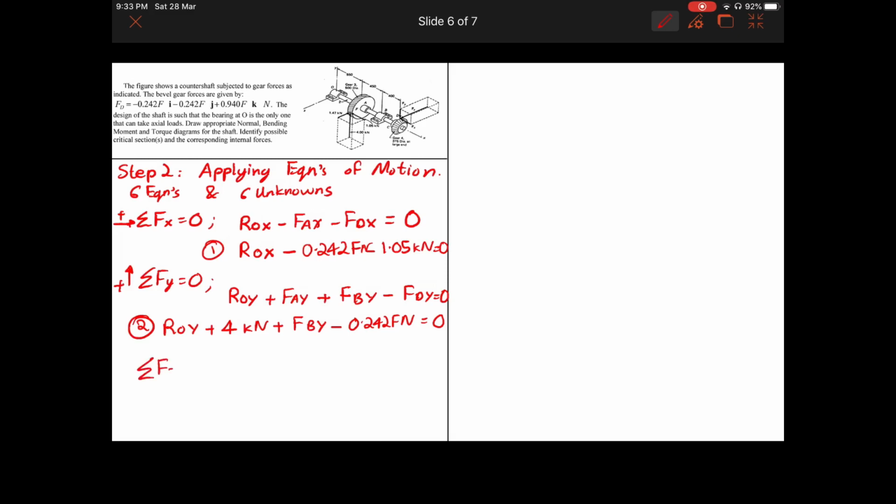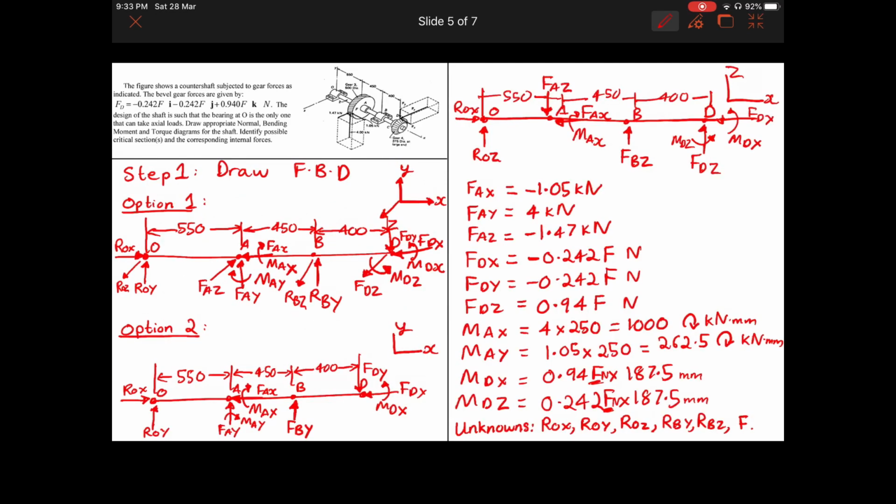Let's apply summation of force in z equals 0. In this direction we are assuming positive. So we have ROZ. Let's go back and check. We have ROZ.